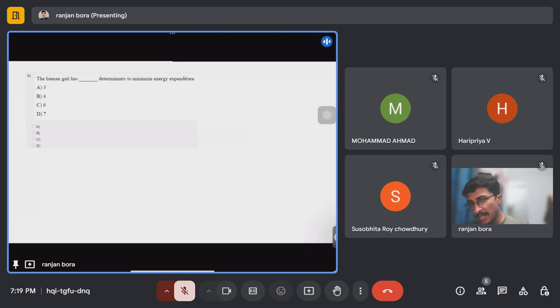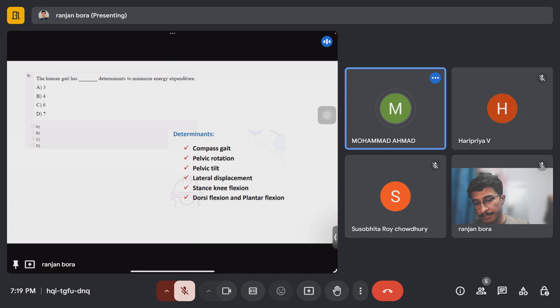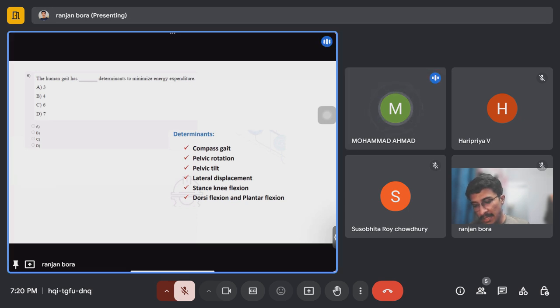The human gait has dash determinants to minimize energy expenditure. How many determinants? Yeah, so these are the determinants: compass gait, pelvic rotation, pelvic tilt, lateral displacement, stance knee flexion, dorsiflexion, and plantar flexion. All these determinants are explained in the lectures. So answer is 6.